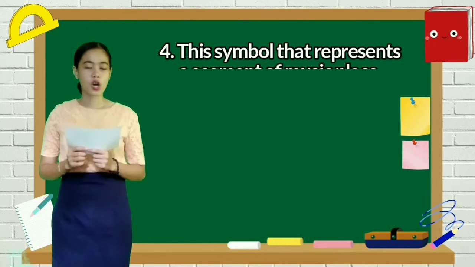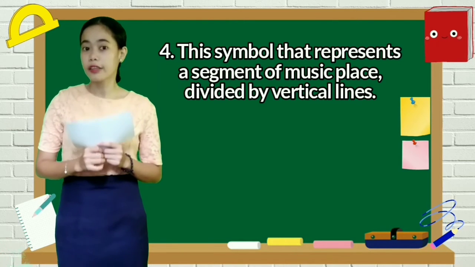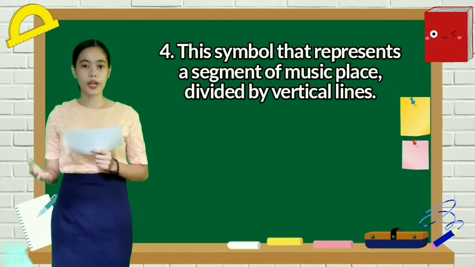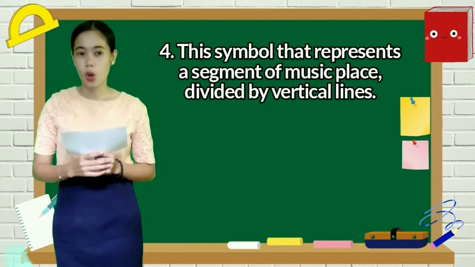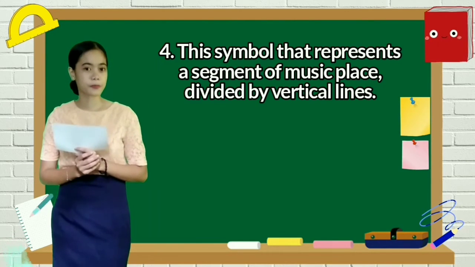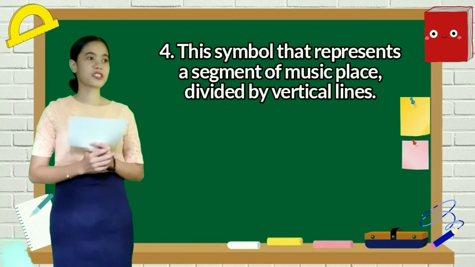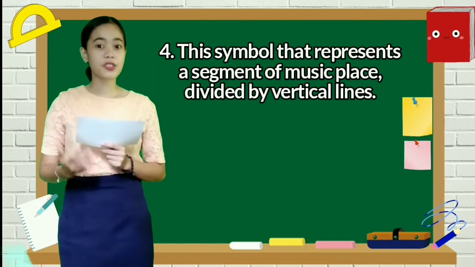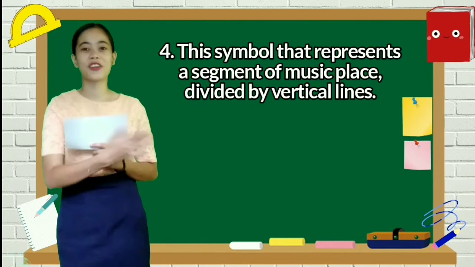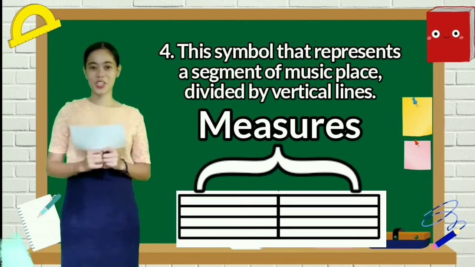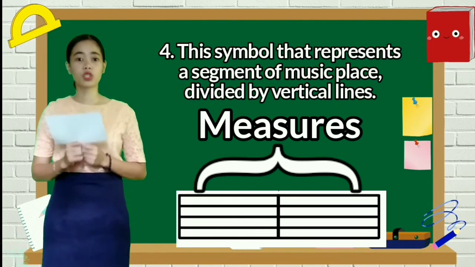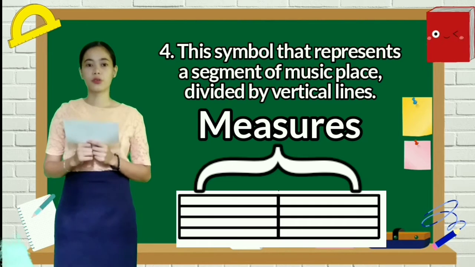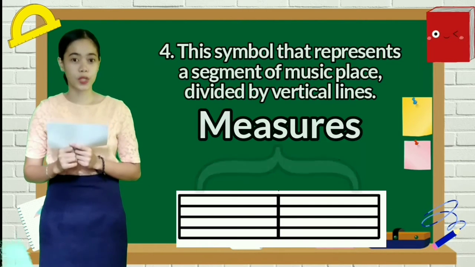So for the next, what kind of symbol represents a segment of music divided by vertical lines? What symbol is it? Alright, raise your whiteboards. The answer is very good. The answer is measure. Alright, so only 2 groups have the correct answer. Alright, Group 2 and Group 3.